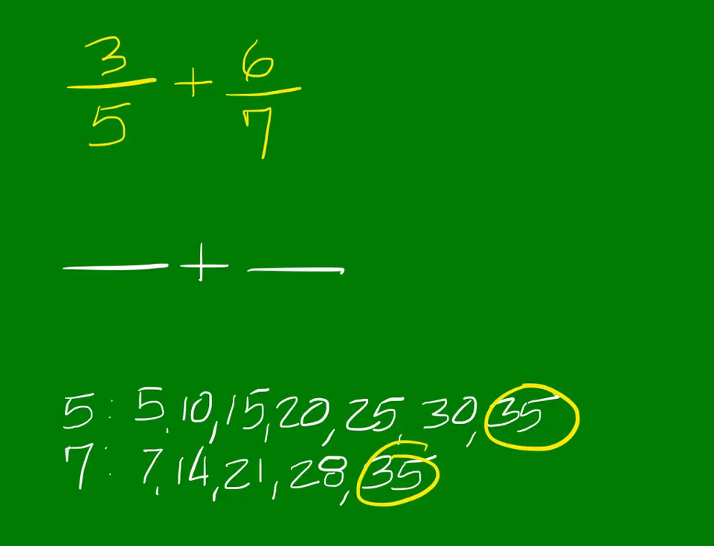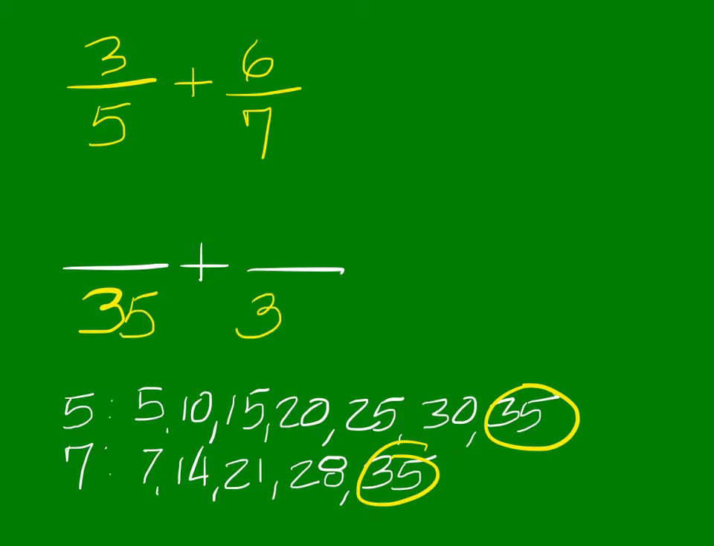On those times tables you made, those are already done for you. So you can use that row from left to right on the 5 and look at it, and then look at the 7 and see if you can find the lowest number between the two. So keep that times table out if you're having difficulty figuring out the least common denominator.